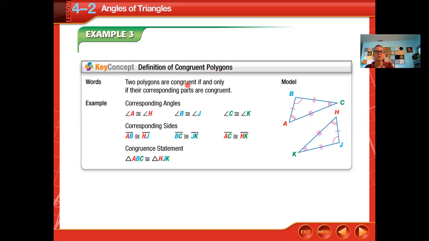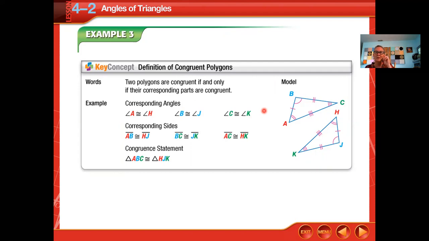Two polygons are congruent if and only if their corresponding parts are congruent, because it's easy to see how an angle could be congruent to another angle. They would have the same measure, or a line segment. They would be the same lengths. But if you have a whole shape, and in this case it's a triangle, then every corresponding part has to be equal. So it's not saying that I have to have equiangular, equilateral triangles. It's just saying that the two different triangles that I have, or polygons, it doesn't have to be a triangle, every corresponding part has the same measure.